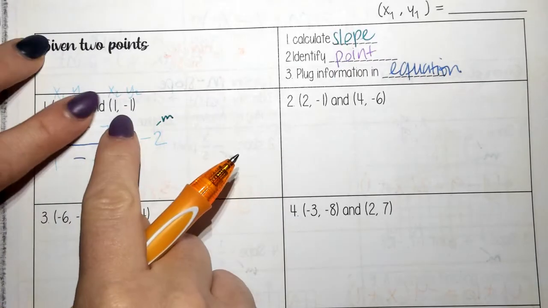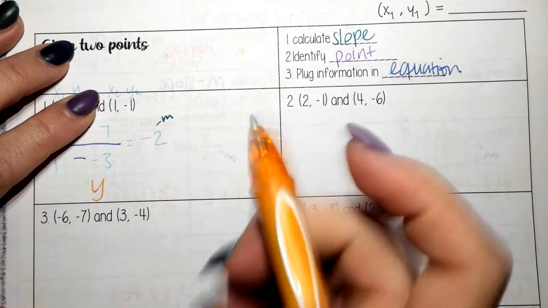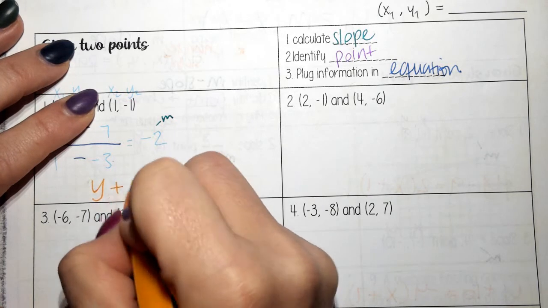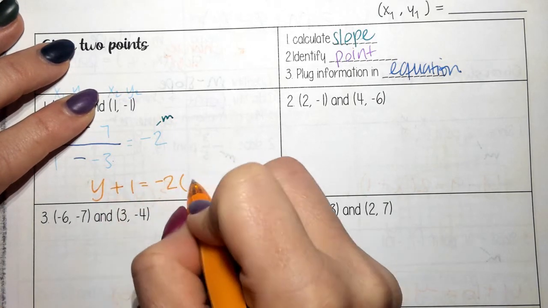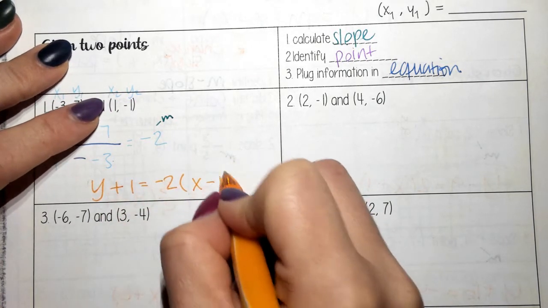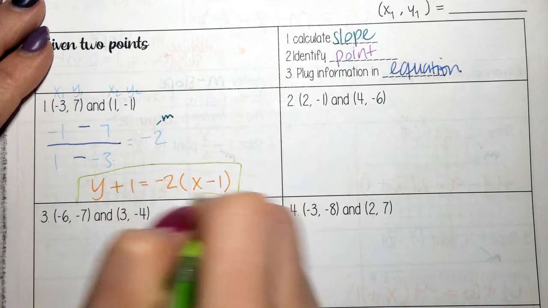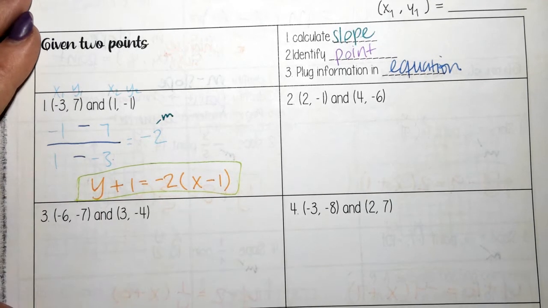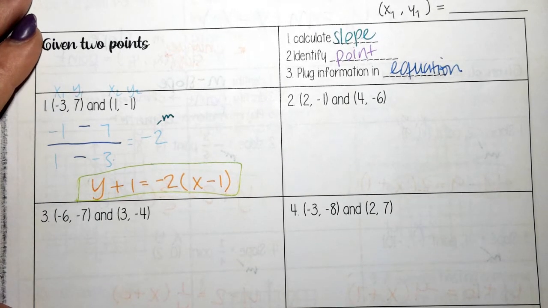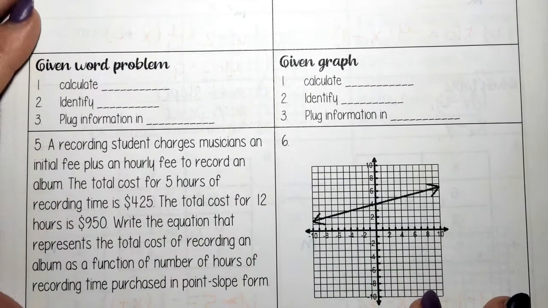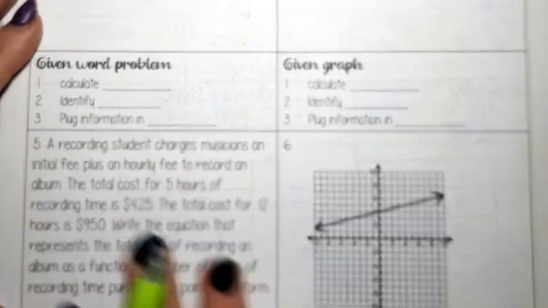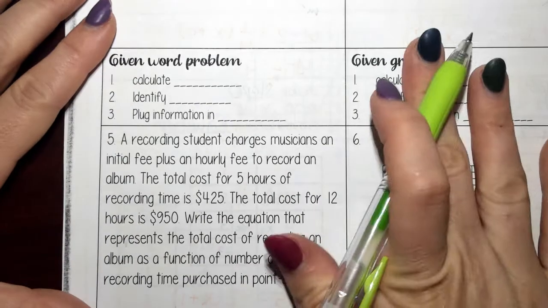Y, I'm going to use this second one just for fun. That's y is negative 1, so I'm going to plus 1 equals negative 2 times x, that's a positive 1, minus 1. Again, you could have used that point, either one. I'm not going to do the rest on these videos. We're going to jump to these word problems. So, word problem first, and then we'll do the graph.